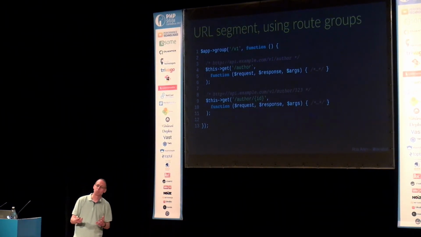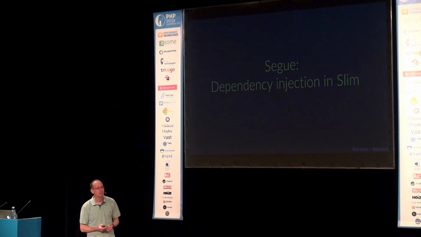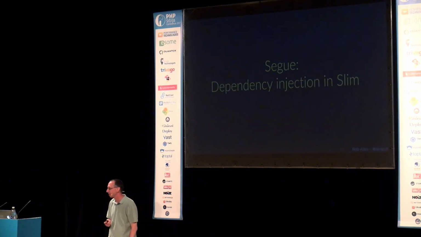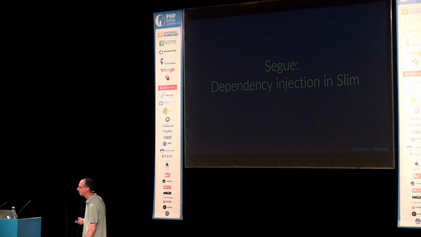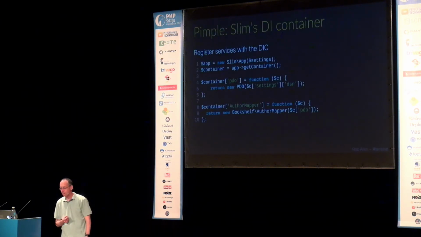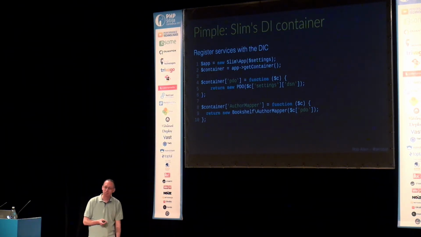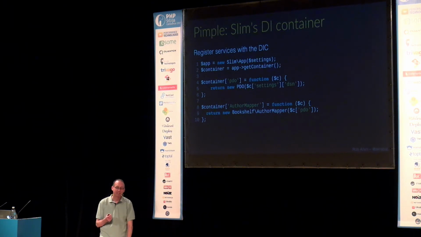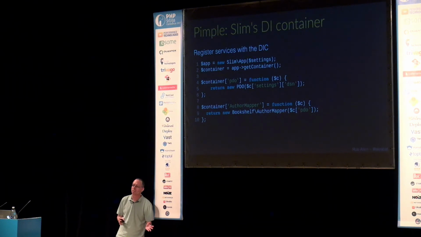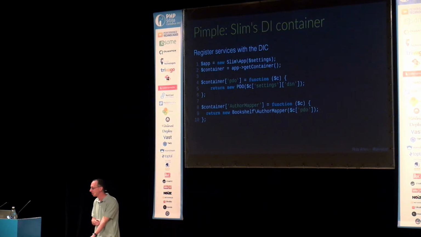To do the media type one, I'm going to do a quick segue into what dependency injection in Slim looks like, because it makes life a little bit easier for this problem. Slim uses Pimple. Has everyone heard of Pimple? A few people. It's written by the Symfony people. It's a really, really simple DI container. You can read it in about an hour and a half. The entire source code is maybe 150 lines long. It's really simple, very easy to understand.